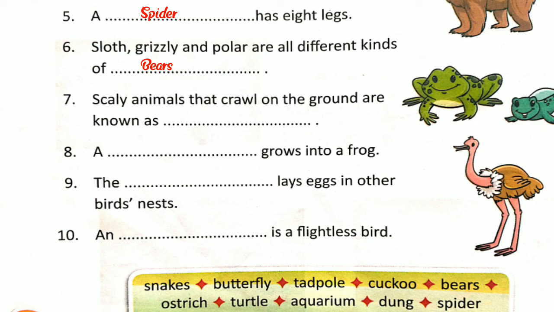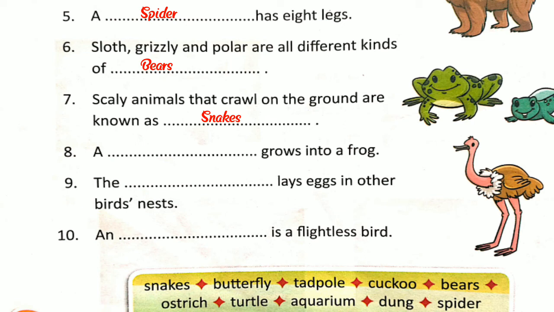Then number 7, scaly animals that crawl on the ground are known as blank. They are known as snakes. Snakes. Okay, very good.